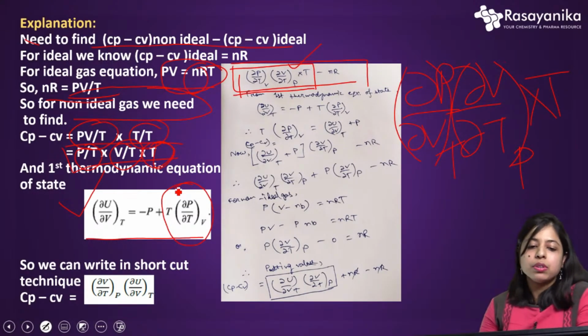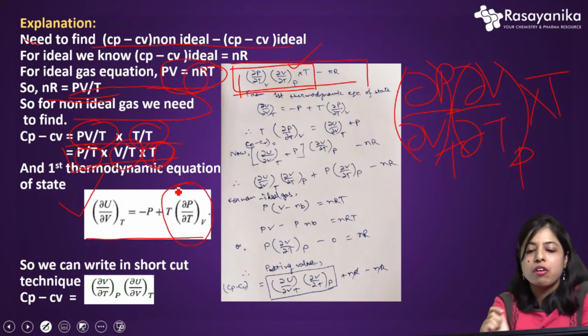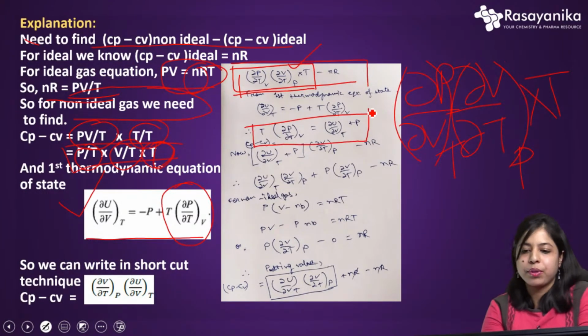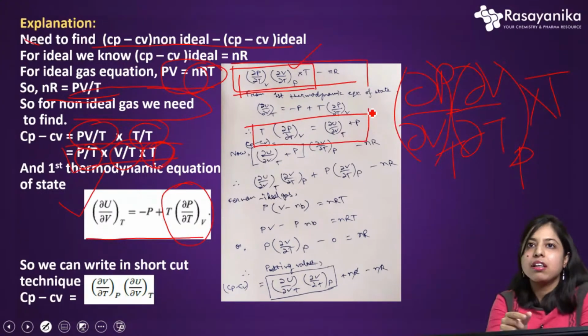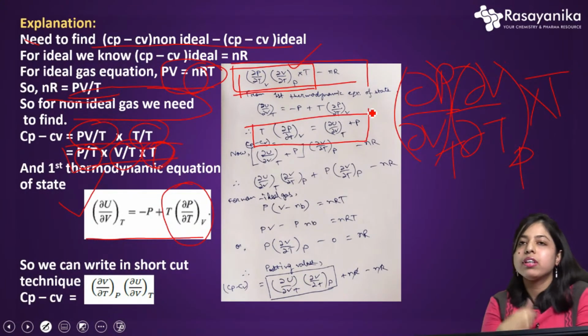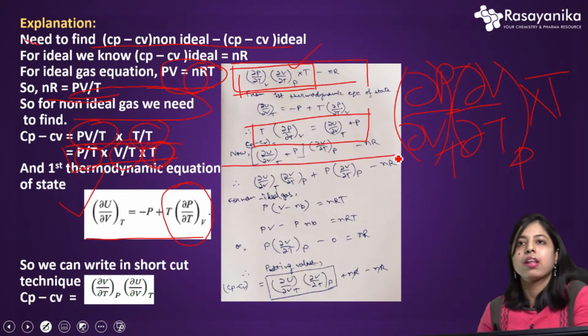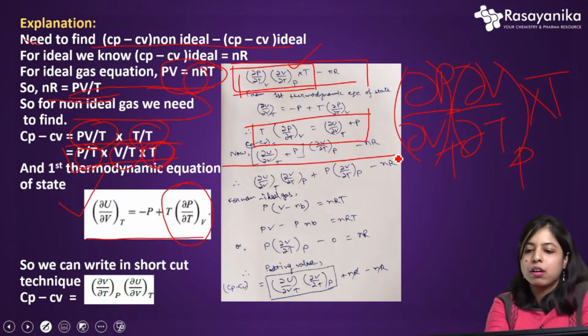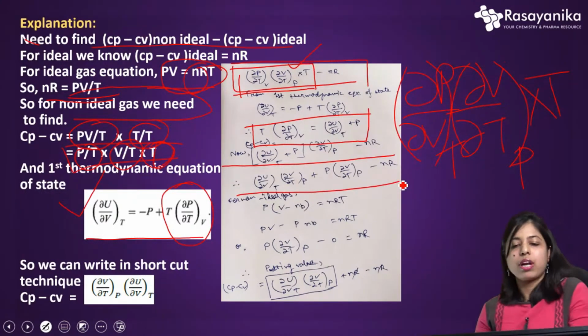From the first thermodynamic equation, just find the value of these terms and keep it. Next, we will put it into the Cp minus Cv equation, which we are going to find in this option. I have just put the value here. Now multiply both by P, and you will get this equation.